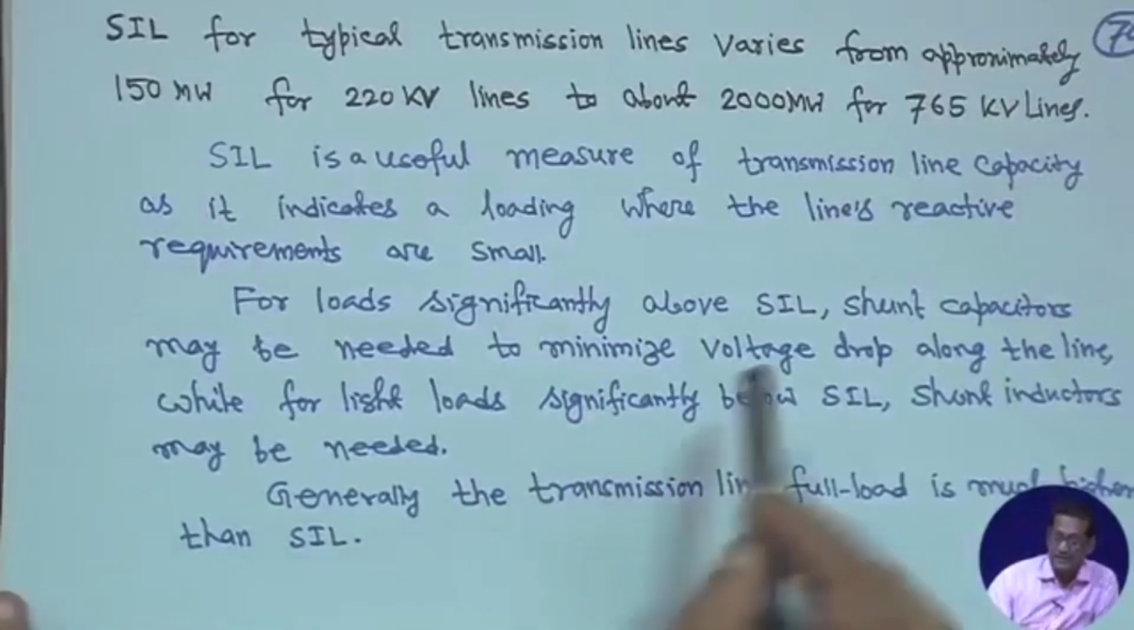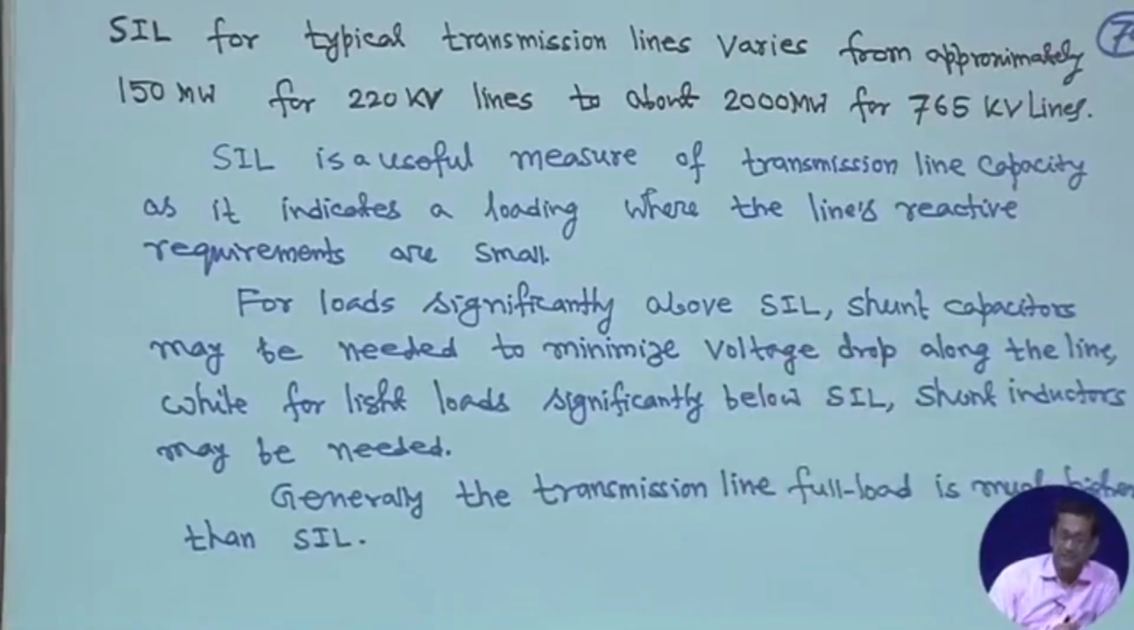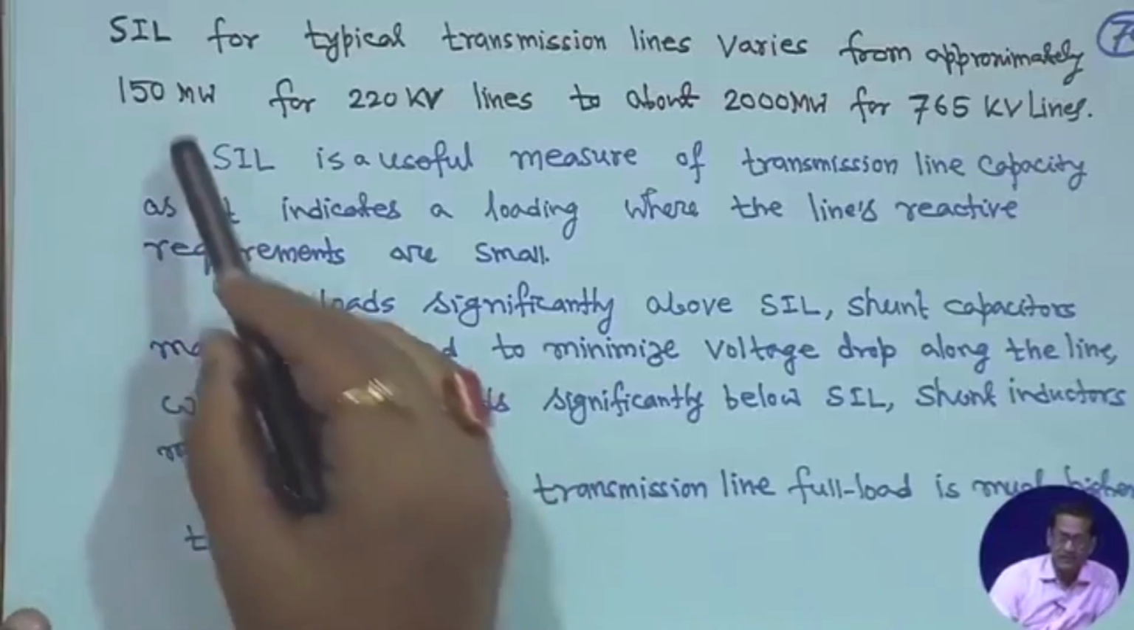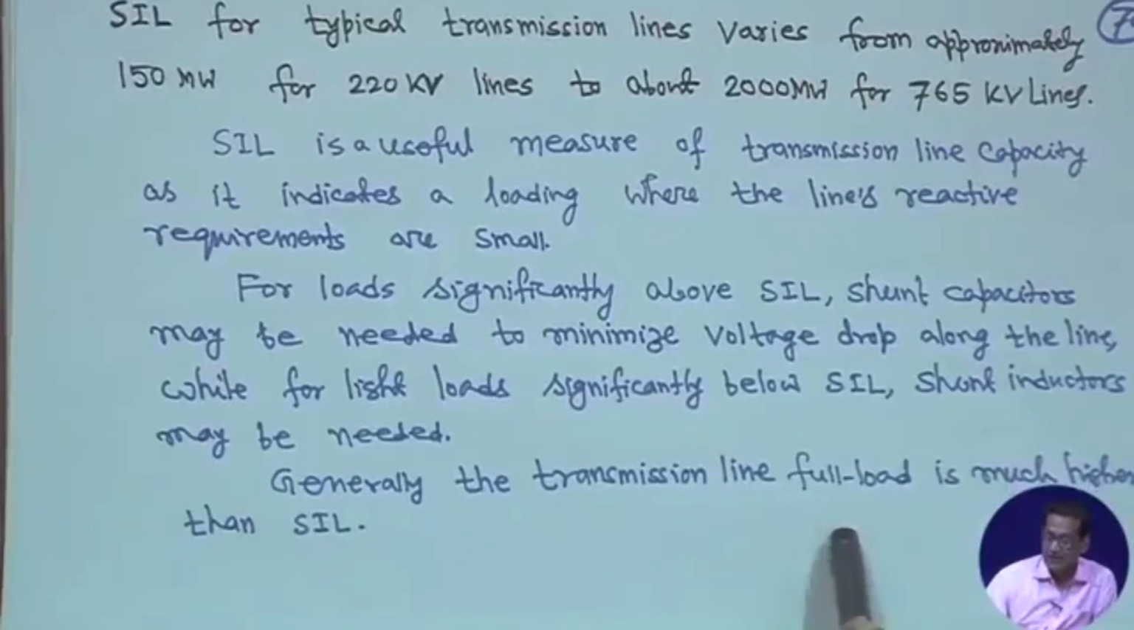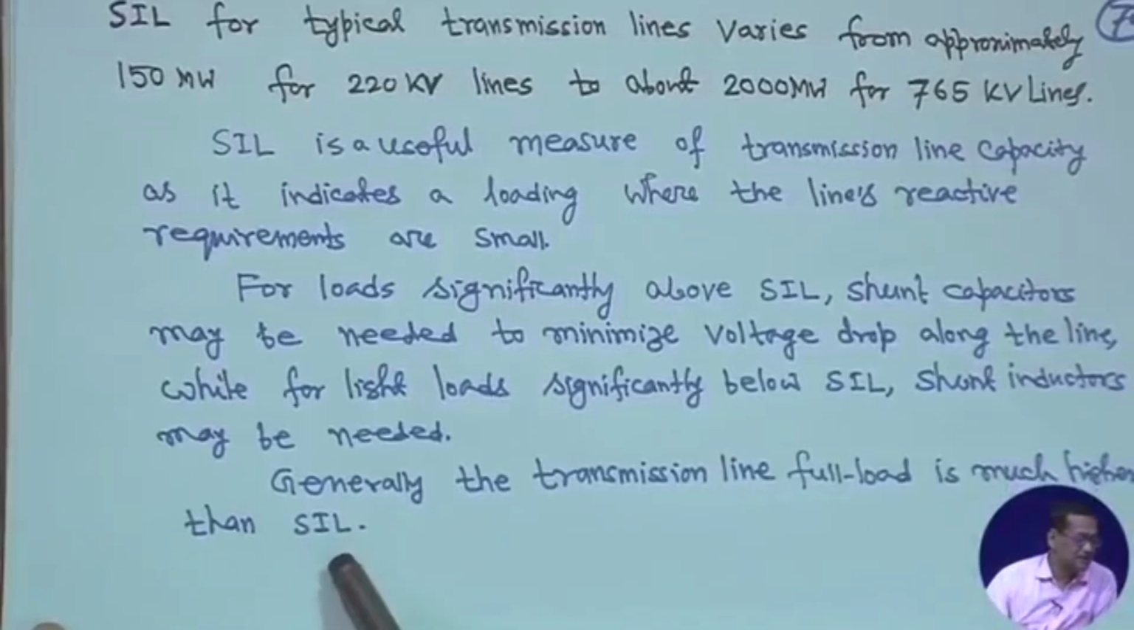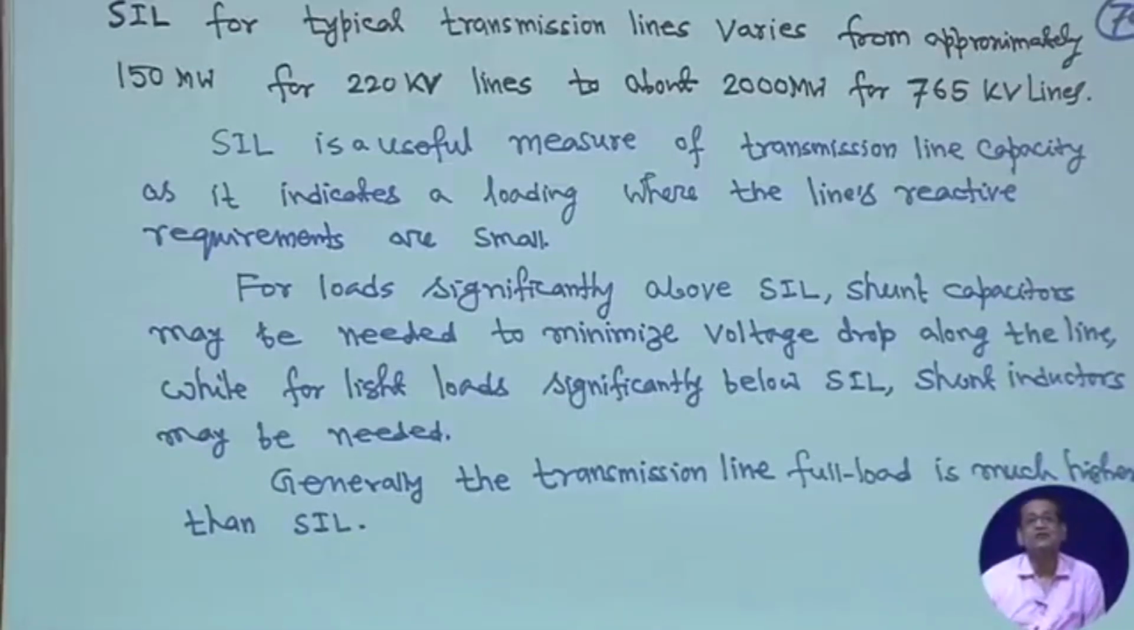For loads significantly above SIL, shunt capacitors may be needed to minimize the voltage drop along the line. Generally the line operates above this limit. While for light load significantly below SIL, you basically need shunt inductors. So if it is above the surge impedance loading, then you need shunt capacitors, and if it is below the surge impedance loading, then you need shunt inductors. Generally the transmission line full load is much higher than the surge impedance loading.